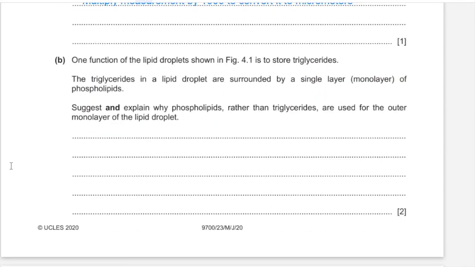The one function of the lipid droplets shown in figure 4.1 is to store triglycerides. The triglycerides in a lipid droplet are surrounded by a single layer, or monolayer, of phospholipids. Suggest and explain why phospholipids rather than triglycerides are used for the outer monolayer of a lipid droplet.